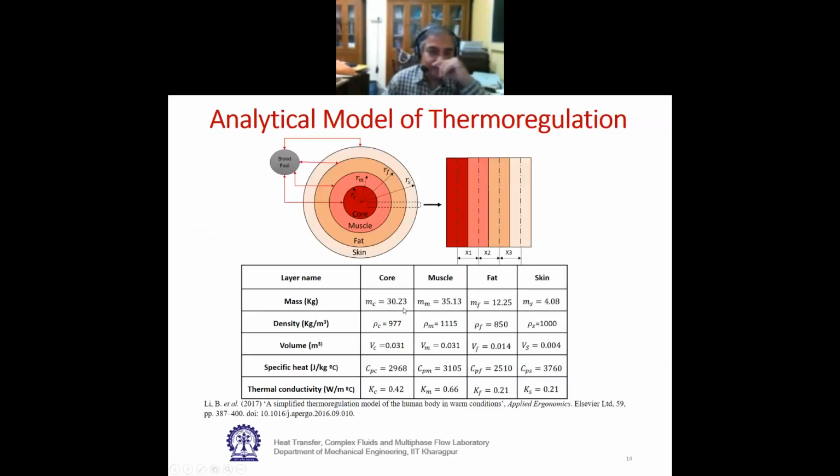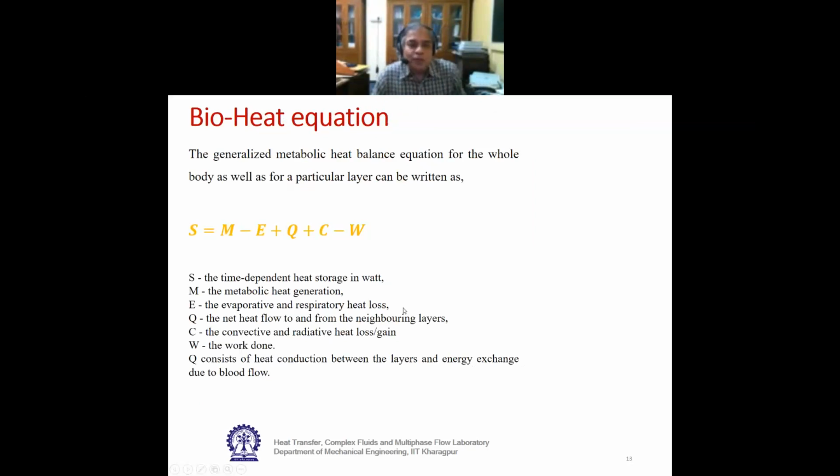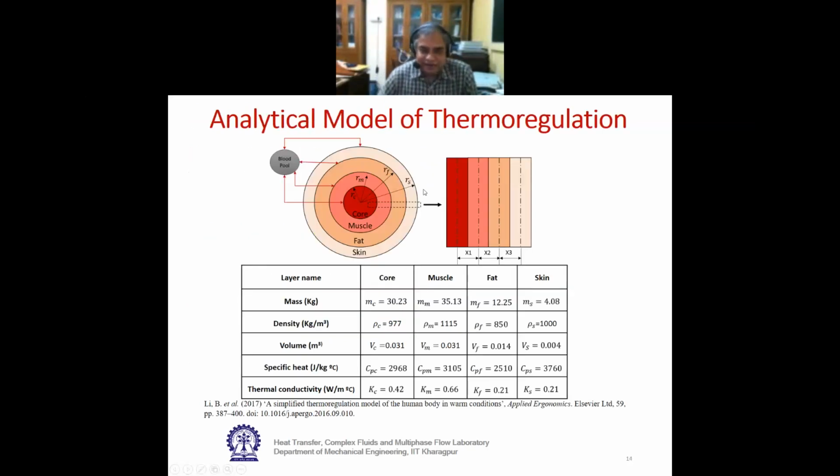Based on this, the human body can be idealized, because the human body is so complex. We cannot take each and every part of the human body and do some sort of thermal analysis. So it can be idealized like this: there is a core which generally maintains its temperature, then there is muscle, then there is fat, and then there is skin.